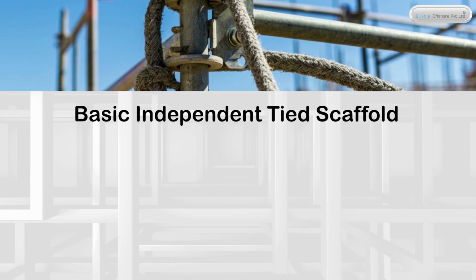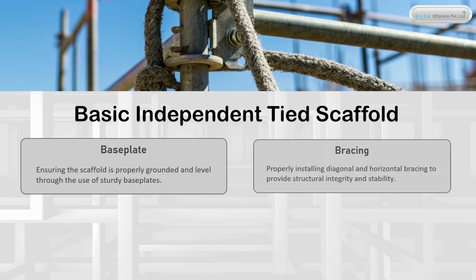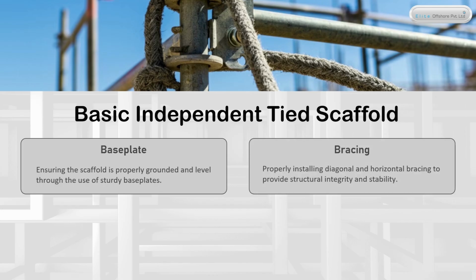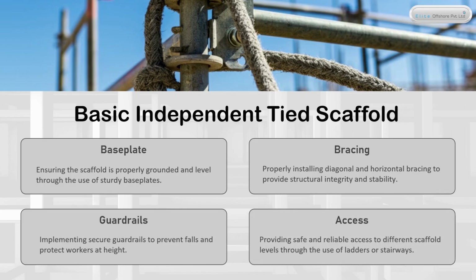Basic independent tied scaffold. Baseplate. Ensuring the scaffold is properly grounded and level through the use of sturdy baseplates. Bracing. Properly installing diagonal and horizontal bracing to provide structural integrity and stability. Guardrails. Implementing secure guardrails to prevent falls and protect workers at height. Access. Providing safe and reliable access to different scaffold levels through the use of ladders or stairways.